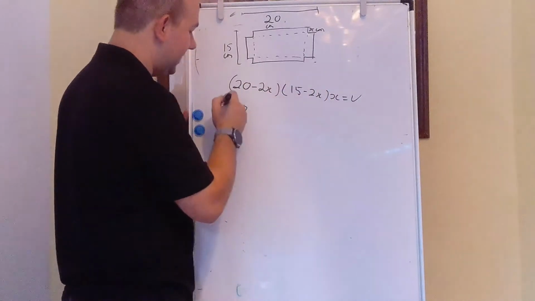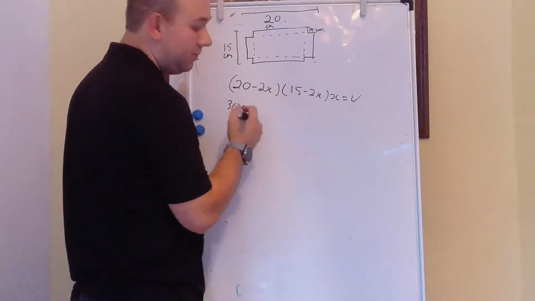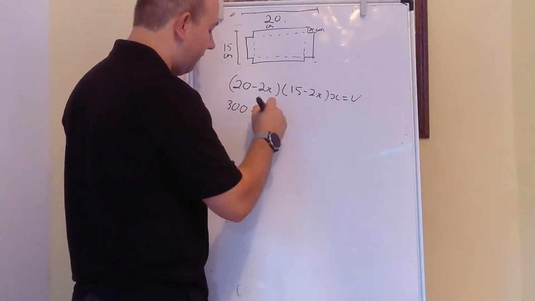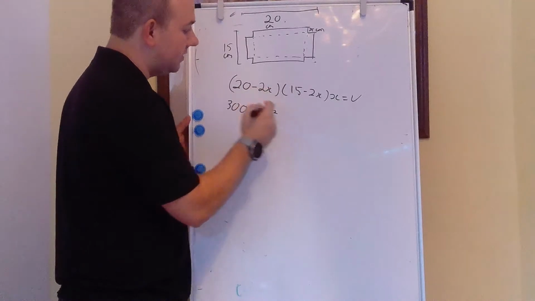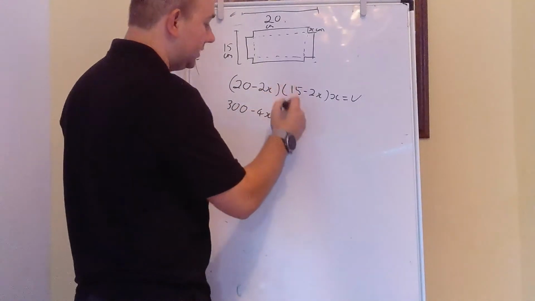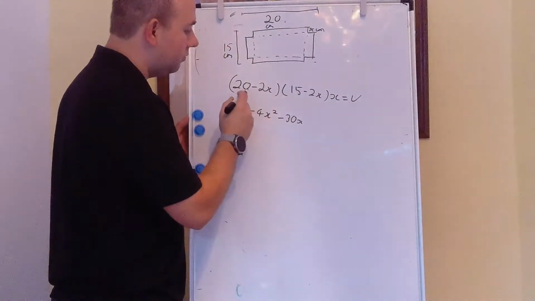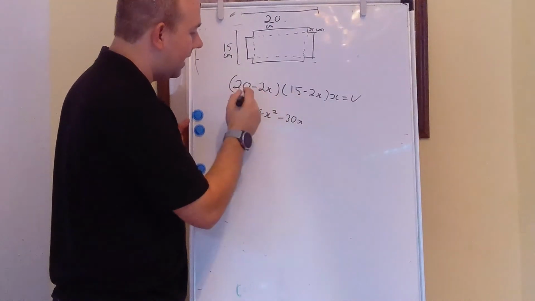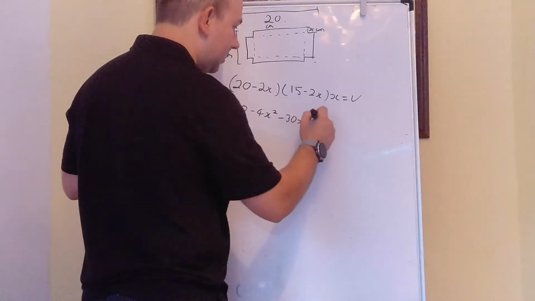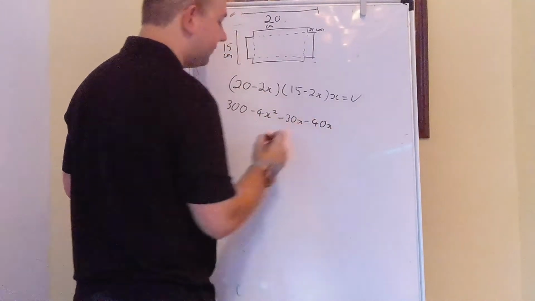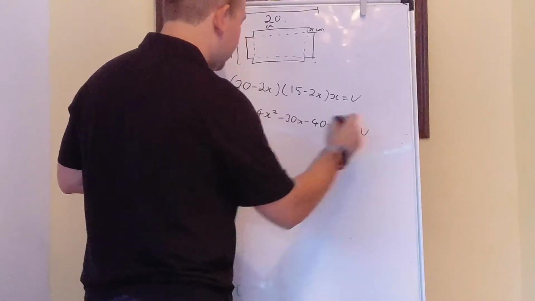Then I'm going to leave the x to the end. So then we've got minus 2x times minus 2x, which is minus 4x squared. We've got minus 2x times 15, which is minus 30x. And we've got minus 2x times 20, which is minus 40x. And this is all going to be multiplied by x, which is going to be equal to the volume.